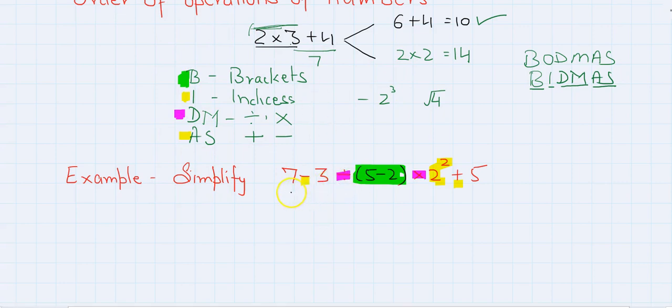So we are going to write 7 minus 3, we are not going to solve it, divided by, first it is a bracket, so we open the bracket. 5 minus 2 is 3, multiply 2 to the power 2 plus 5. We have removed the bracket from there. Now this is the indices, 2 to the power 2, we are going to solve this. So it will be 7 minus 3 divided by 2 to the power 2, so that is 4, plus 5.